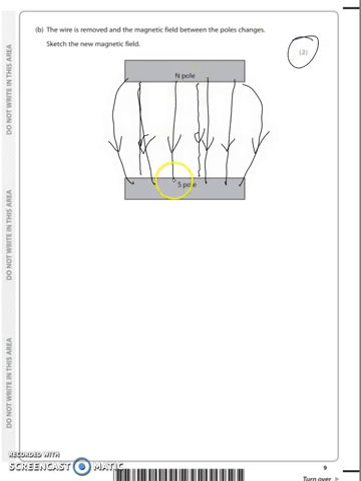If you'd drawn one line down here and put an arrow on it, that would have got you 1 mark. If you'd drawn lots of lines to show that there is a magnetic field, a uniform magnetic field, that's going to get you the mark. There's also edge effects that you could have drawn as well, but any uniform magnetic field would have been fine for 2 marks.